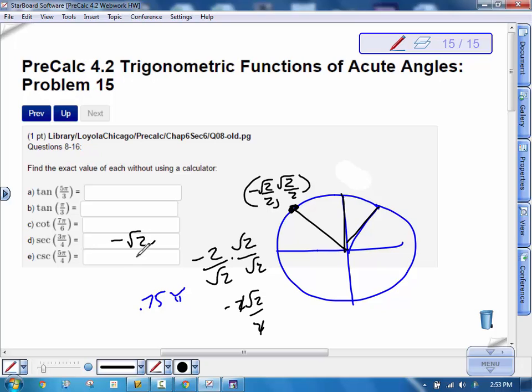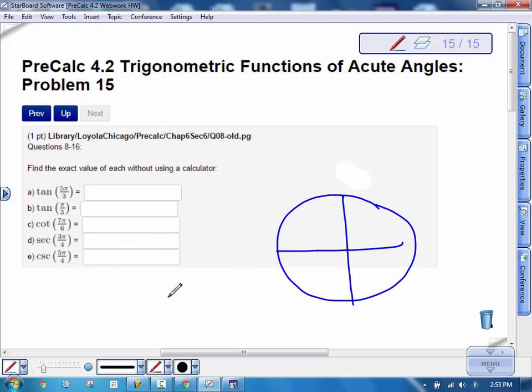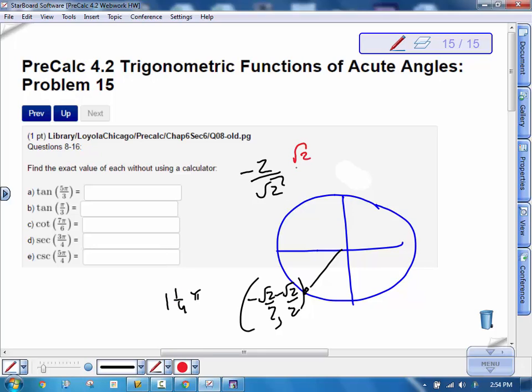And so for the last one, e then, 5 pi over 4 is really 1 and 1/4 pi. So that means we go around 1 pi and we go around another 1/4 pi, so we're looking at this point right here, which is negative square root of 2 over 2 comma negative square root of 2 over 2. We're looking for cosecant, that's the reciprocal of sine. So we want to take this sine value, the y value, and reciprocate it. So we get negative 2 over square root of 2, which we can rationalize again, knowing that we're going to get negative square root of 2.